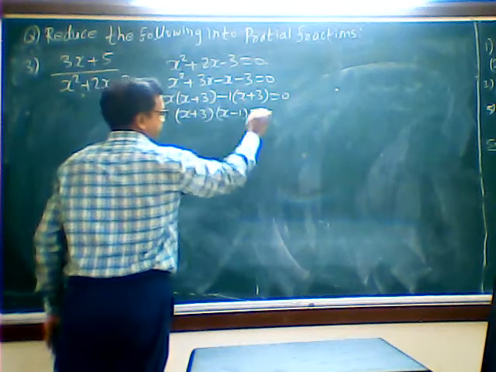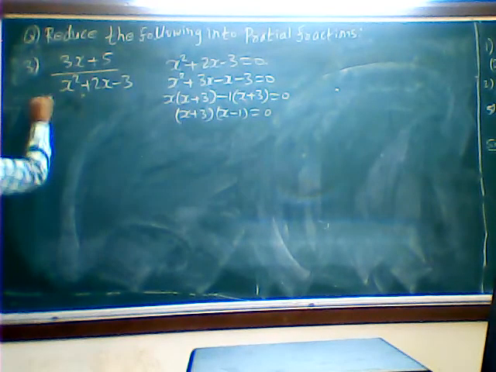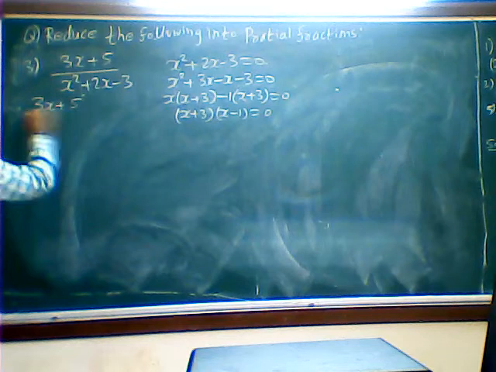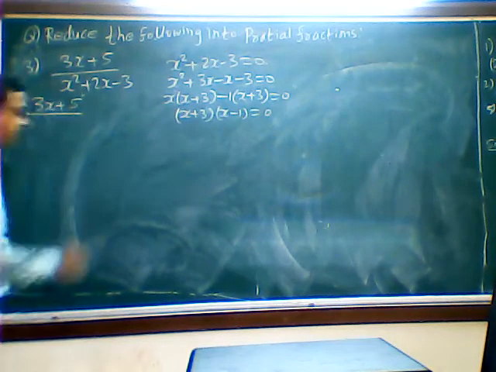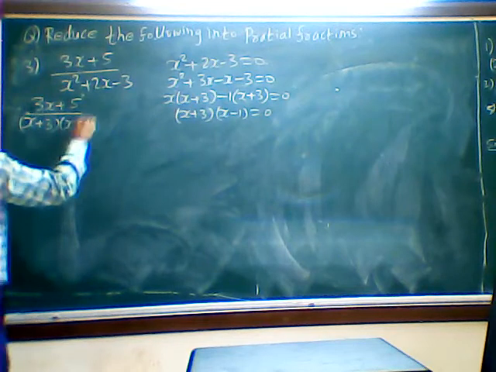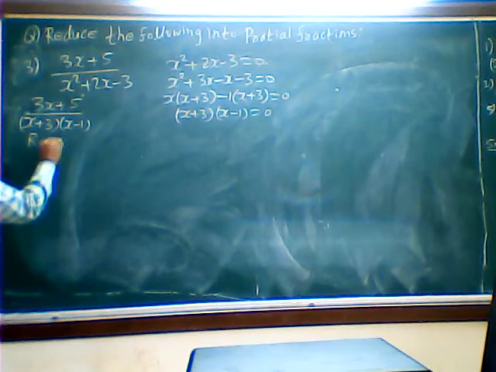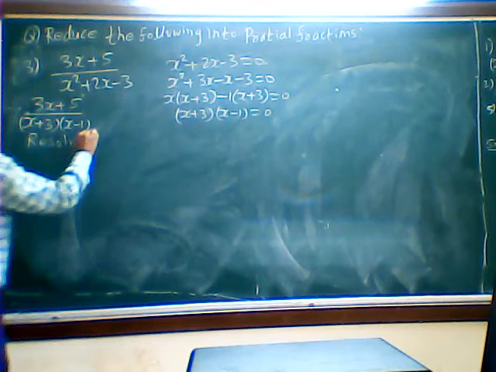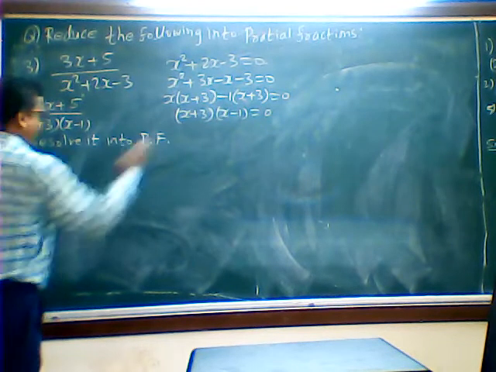This is another one. Now we will come to the problem. We will say here, therefore, 3x plus 5 divided by this quadratic equation has two factors, x plus 3 into x minus 1. Okay, now we will resolve this into partial fractions. So I said now you are one step backward. Resolve it into partial fractions.